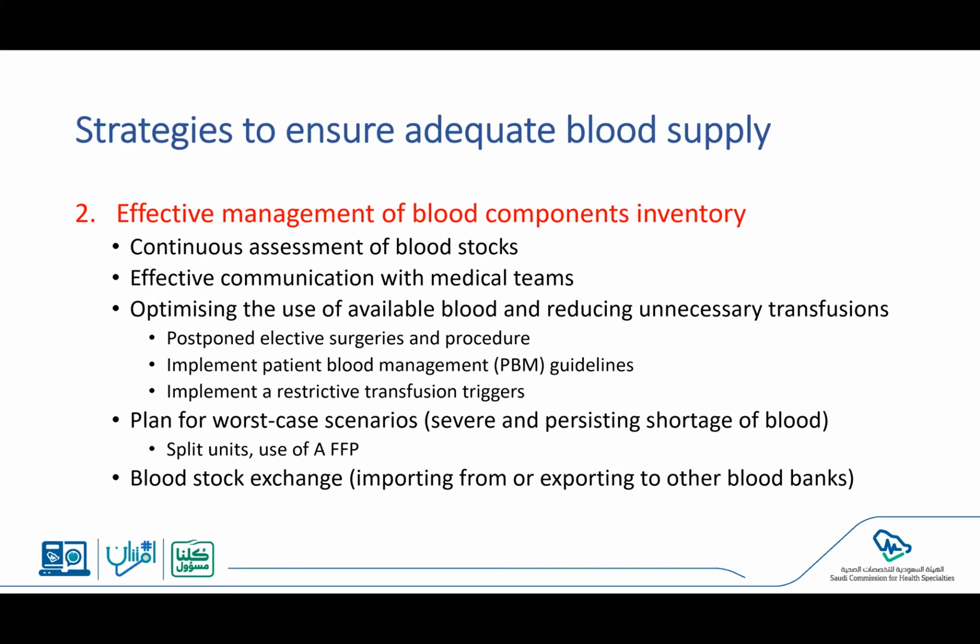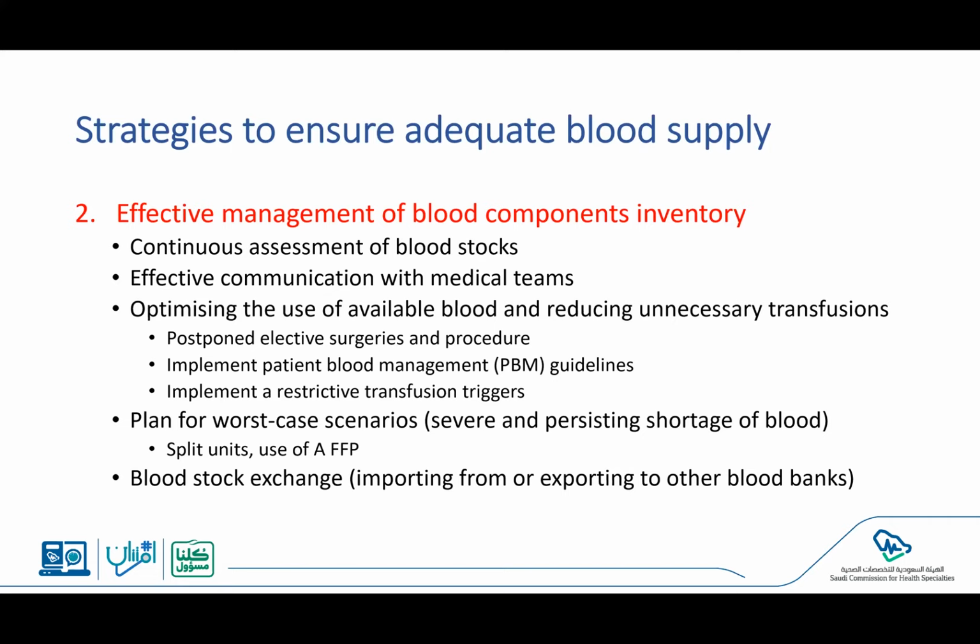Implementing restrictive transfusion triggers is also, again, very important, to reduce the hemoglobin level or platelet count level at which a patient could be transfused, at the same time not compromising the patient's safety and trying to minimize the amount of blood that needs to be given to a certain patient. We have to have a plan for the worst case scenario.